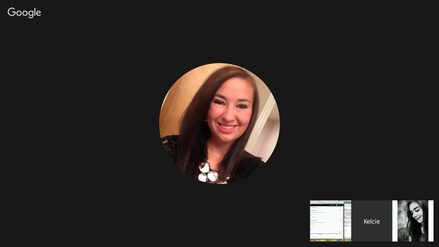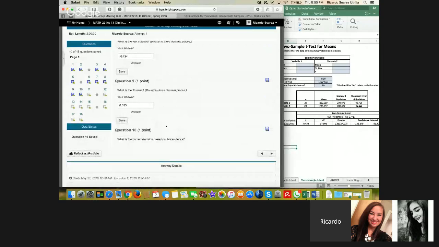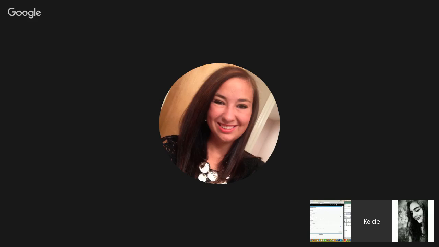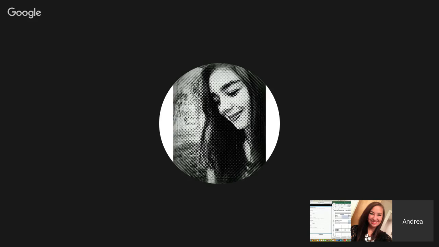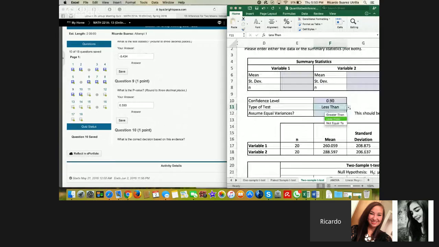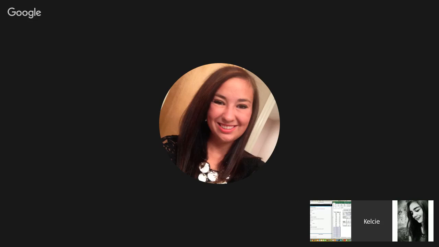What is the p-value? It's going to be 0.333. Wait, I got 0.667. Yeah, and the reason is probably because you didn't change here in the type of test. You see here, my screen? We were saying that was less than, right? Oh, okay. So if you modify here to greater than, less than, or not equal to, your numbers are going to change, pretty much in the p-value. And the confidence interval probably.